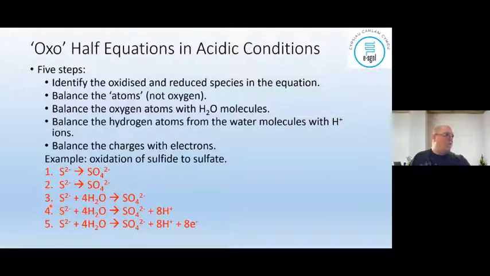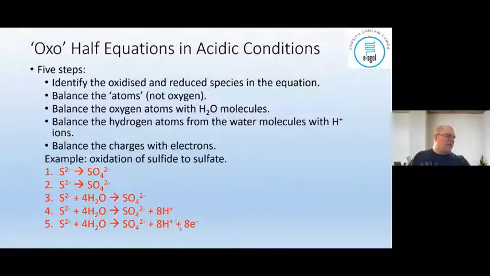Now, for step 4, we balance the hydrogen atoms from the water molecules with H+ ions on the other side. So we've added 4 water molecules on this side. We need 8 H+ to balance out those hydrogens. So we're almost there. Last step, we're going to balance out the charges by adding electrons where appropriate. So on the left-hand side, we have 2- as our final charge. And on this side, we have 2- and 8 pluses for a total of +6.